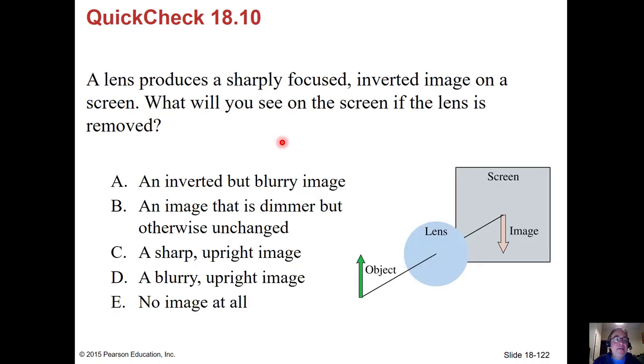So let's see what we have here. A lens produces a sharp focused inverted image on the screen. What will you see on the screen if the lens is removed?